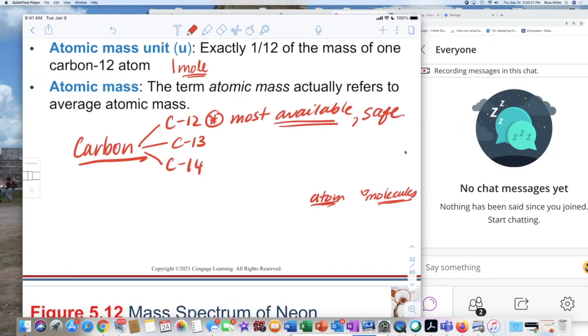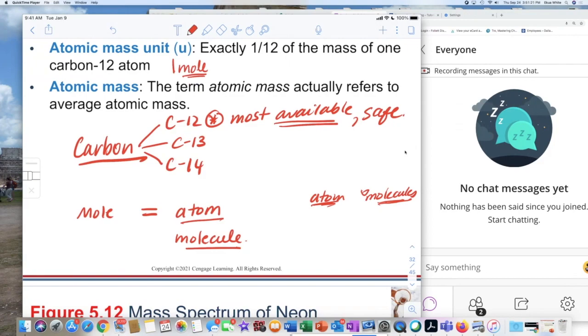What is our goal? Our goal is to find the relationship between the amounts we work with in the lab, which is at the mole level, and the number of atoms or molecules in those moles. When we have a spoon of sugar, it reminds me of that song, A Spoonful of Sugar, right? When we have a spoonful of sugar, exactly how many atoms or molecules of sugar are in that spoonful? Well, up until they discovered this, they didn't know.